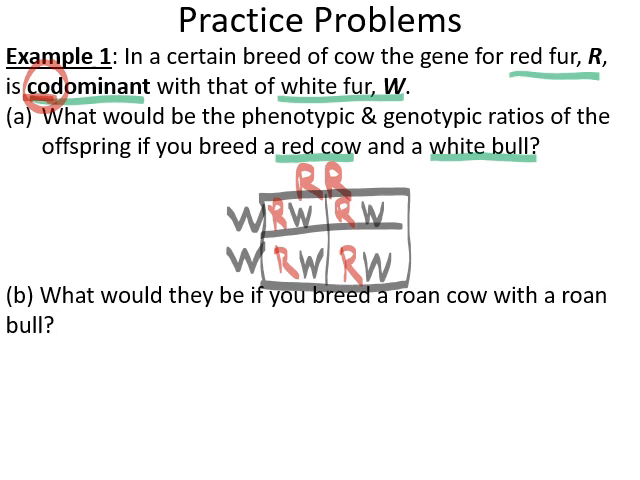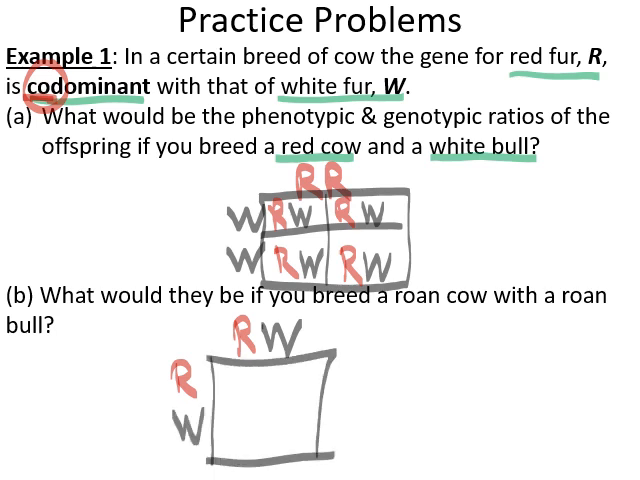So, next question. What happens if we took one of these roan cows, which would have one gene for red and one gene for white, and we bred it with another roan cow, which also has one gene for red and one gene for white? We can set up the Punnett square here, and so again, the one cow would pass on the red gene, and so would the other cow.